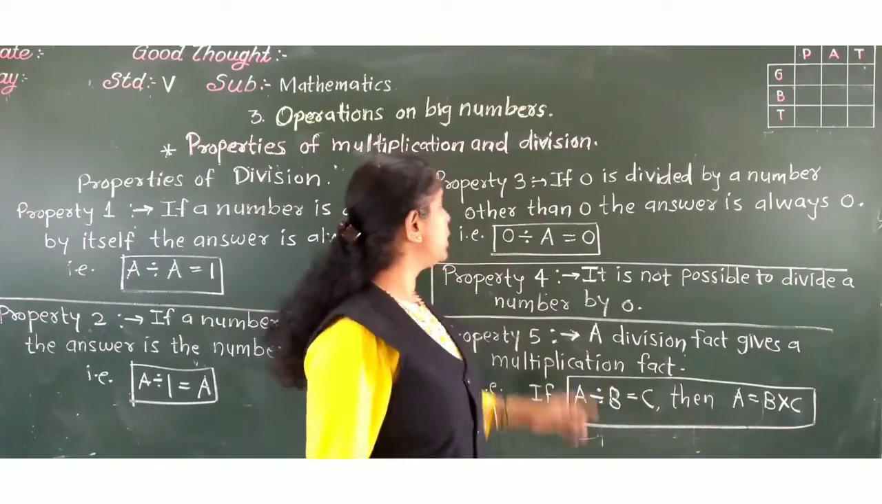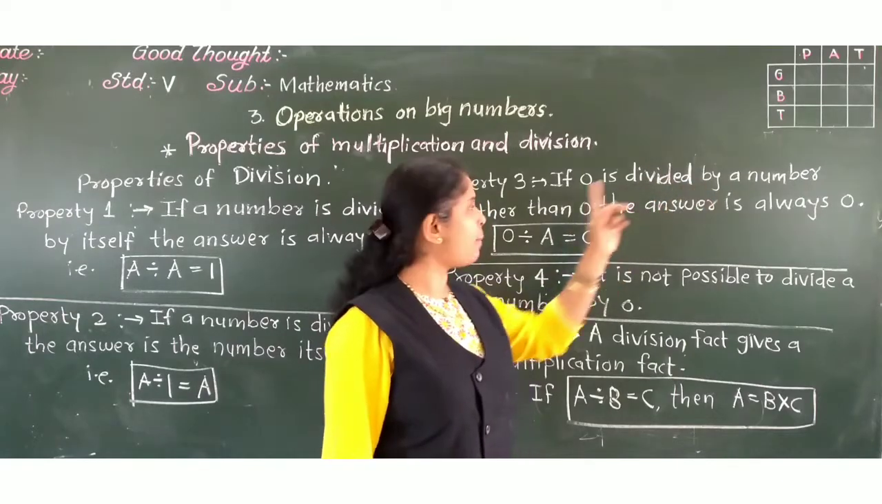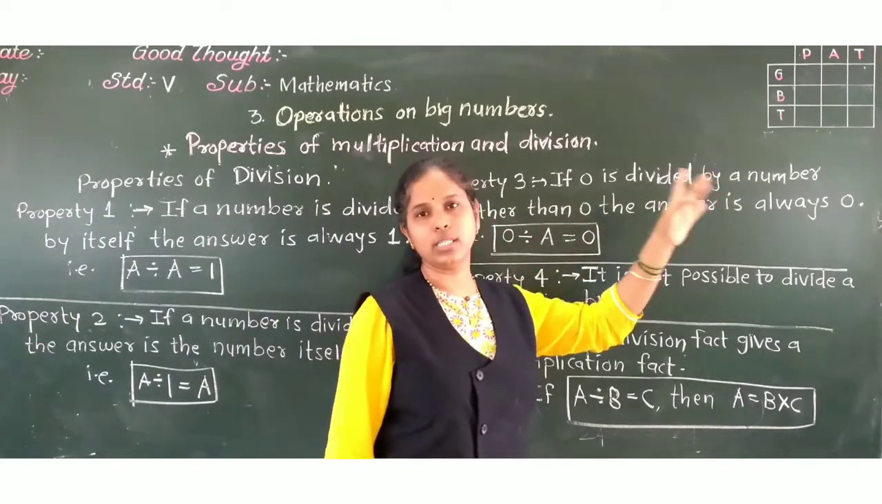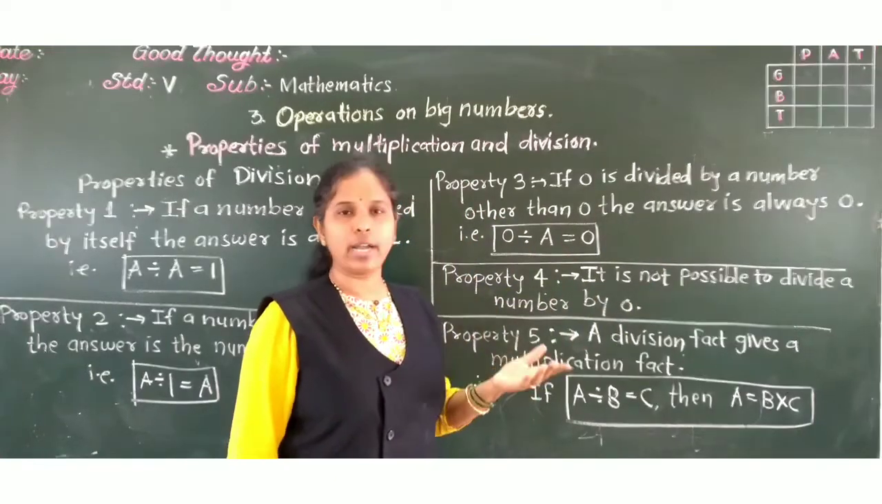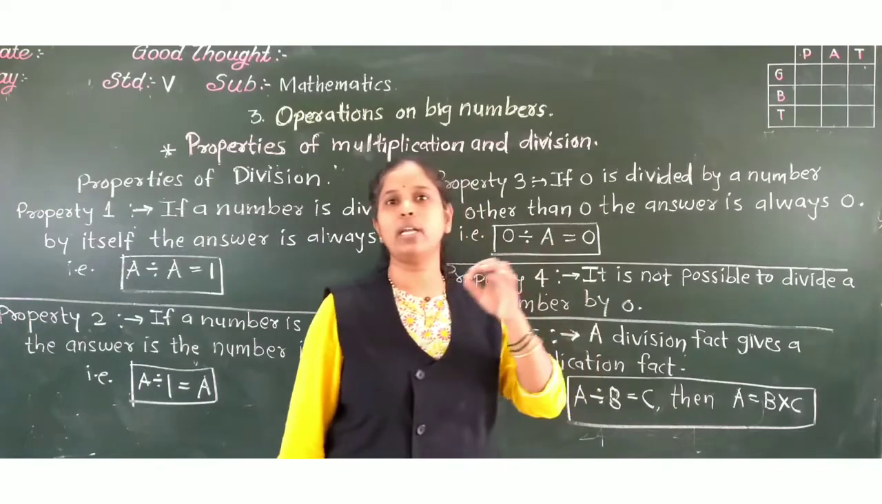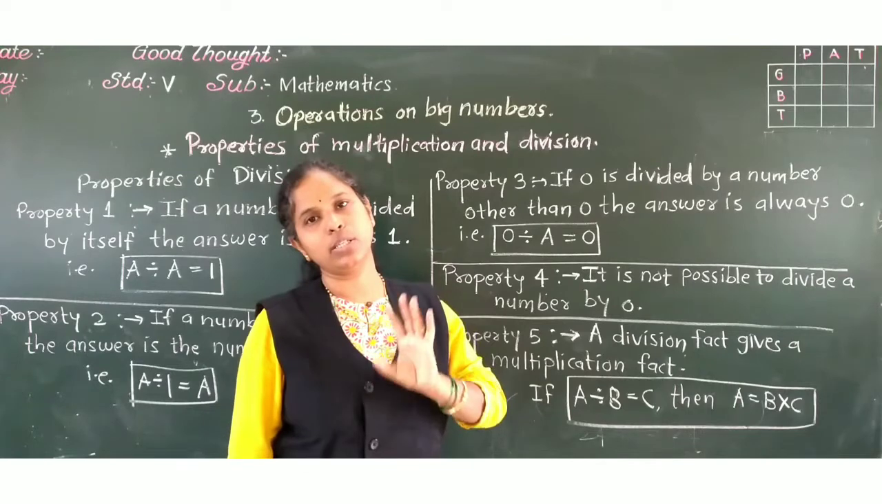Now the third property. If 0 is divided by a number other than 0, the answer is always 0. If we divide 0 by any non-zero number, for example 0 divided by 6 or 0 divided by 90, the answer will be 0.